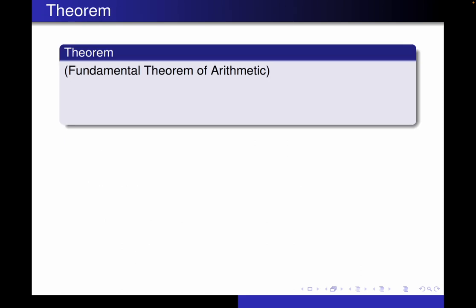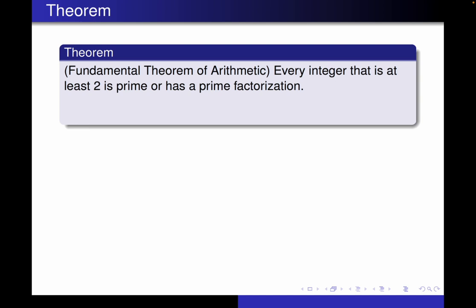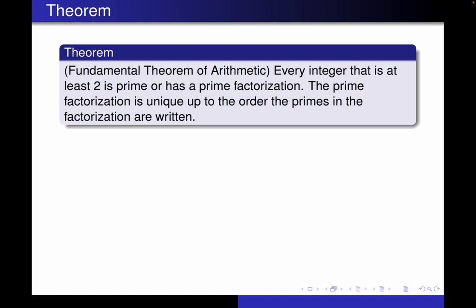So here's the statement of the theorem. Every integer that is at least 2 is prime or has a prime factorization. That's the existence part. It says a prime factorization exists for every integer that is at least 2. And then the uniqueness part says the prime factorization is unique up to the order in which the primes in the factorization are written. In other words, you can have a different prime factorization if you take the same prime factorization and just write the prime numbers in a different order, but that's the only way that you can make it different.